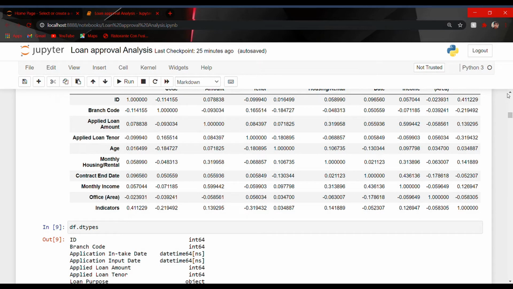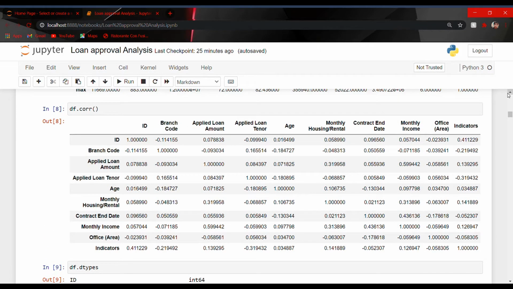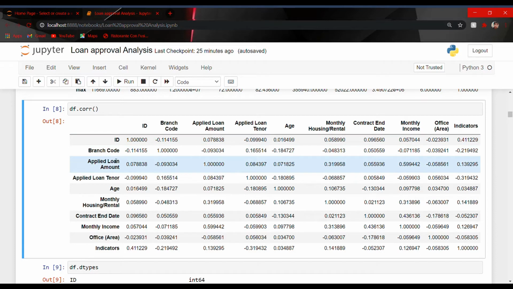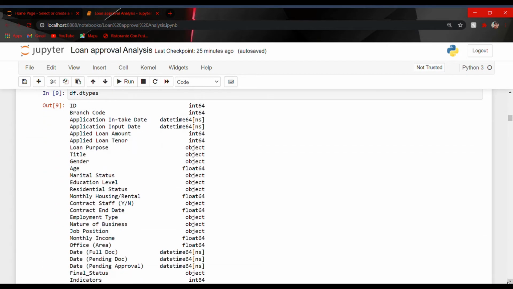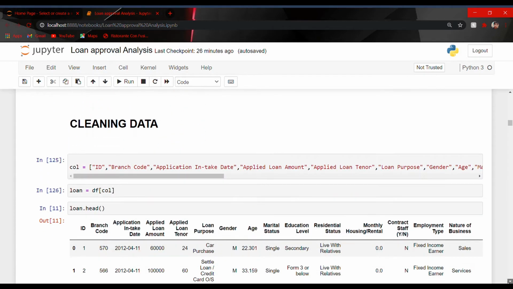Now using df.corr, I've got the correlation between each and every column of the data set. Like this block gives the correlation between ID and ID. This block gives the correlation between applied loan amount and age, and so on. Then using df.dtypes, I've got the data types of each and every column.